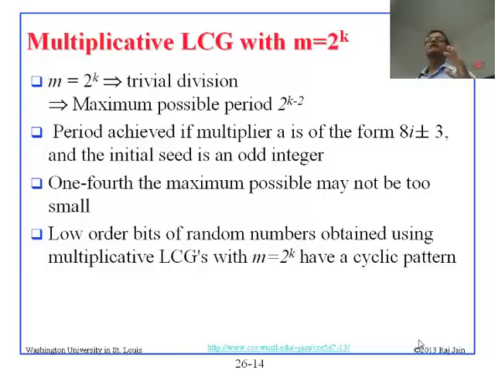All right? Now, here's the thing. We are stating lots of facts without proof. And I'm not going to do proofs because that is the mathematicians' pastime. You have to read Knuth. We are really going to just use these facts rather than prove them, because just knowing them is a big win. So if you have 2 raised to k, the maximum you can get is 2 raised to k minus 2 for a multiplicative one. For a mixed one, you can get the total 2 raised to k. But for a multiplicative one, you get 2 raised to k minus 2.